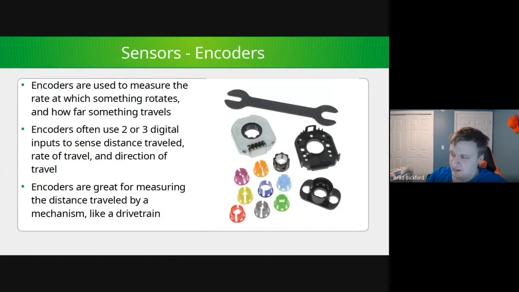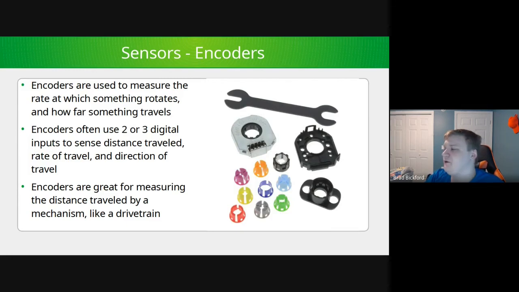The next sensor is the encoder. Encoders are used to measure the rate at which something rotates and how far something travels. So you can either get speed or you can get displacement, how far you've gone from point A to point B. Most encoders will use 2 or 3 digital inputs to sense distance traveled, rate of travel, and direction of travel. There are some encoders that use connections like SPI to communicate with the RoboRio. They aren't super commonly used. Normally you'll see an encoder connected either via CAN or via digital inputs.